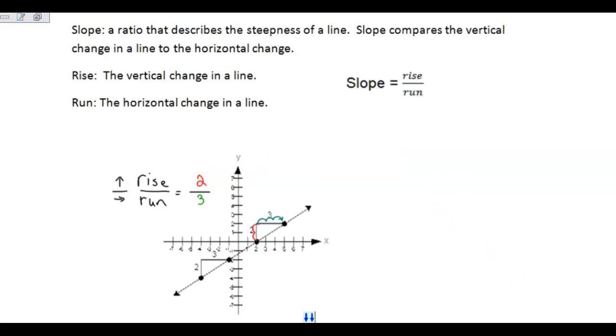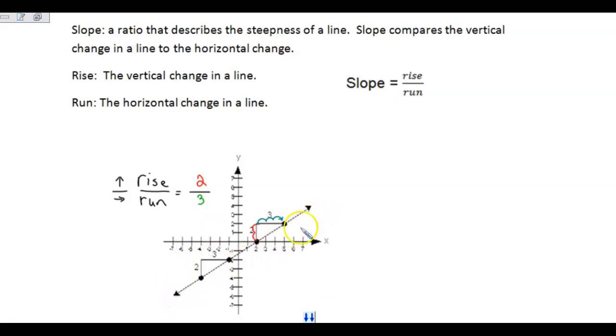Slope is a ratio that describes the steepness of a line. It compares the vertical change in a line to the horizontal change. The vertical change is called the rise. The horizontal change in the line is called the run.